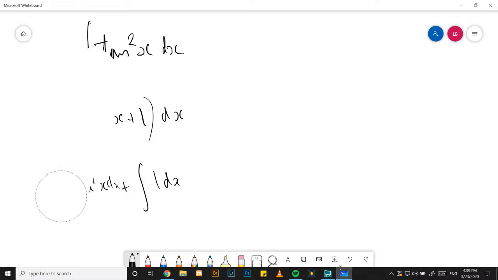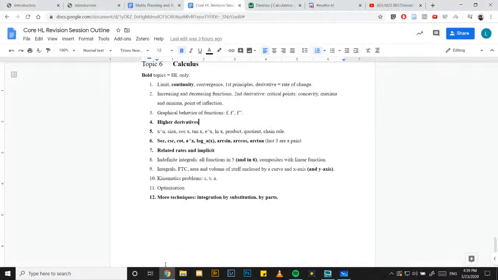Another very important one that I think people always forget is how to integrate arcsine of x, which is an inverse trig function, and it's not in the formula booklet. You would think it is, but it's not, and it will mess you over. So, arcsine of x dx.